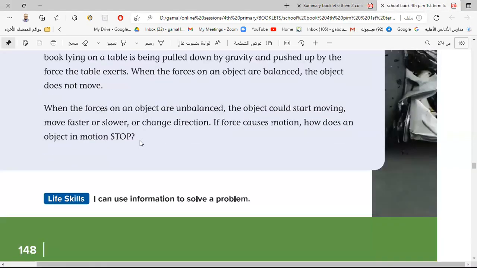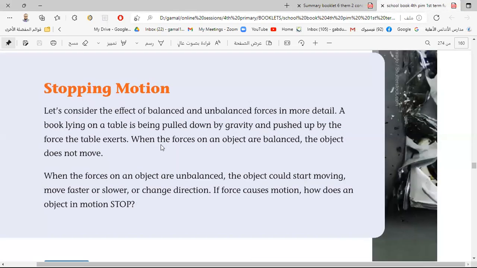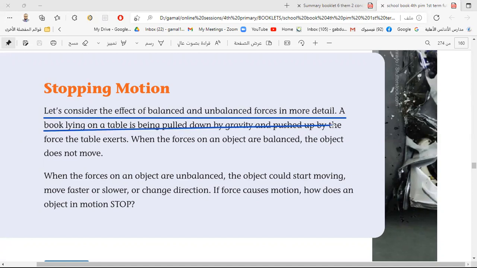We have some questions in the book. I need somebody to read first. I need Yasin to read. Yasin, Faddal, can you read? Yes. Let's consider the effect of balanced and unbalanced force in more detail. Can you read? Yes, I can.